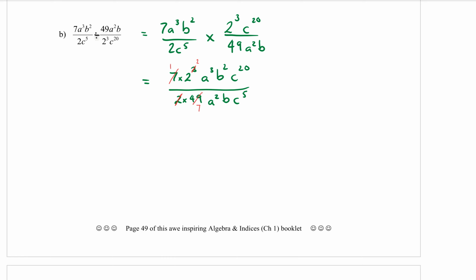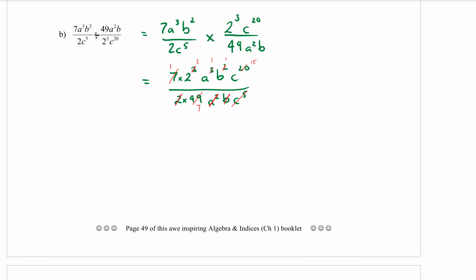Now for all the letters. A squared on the bottom, so 2 on the bottom. 3 take away 2 is 1. There'll be 1 left on the top. B to the power of 1 on the bottom, so I take 1 from the top. That'll be B to the power of 1. And for the C's, I can subtract my 5 off. 20 take away 5 is 15. It's a lot of cancelling out, isn't it? You've got to be nice and neat.